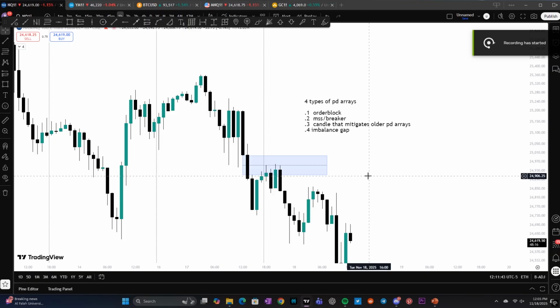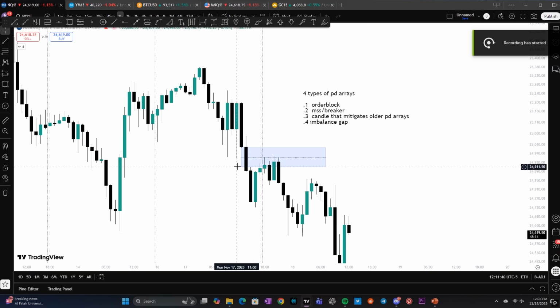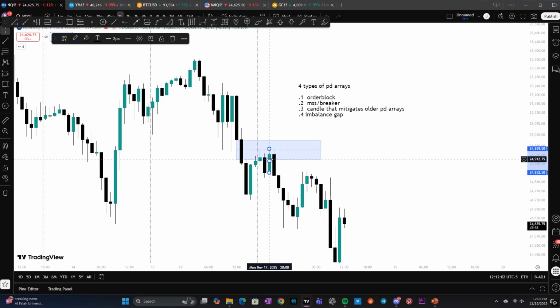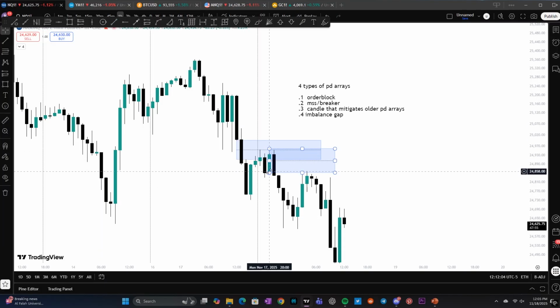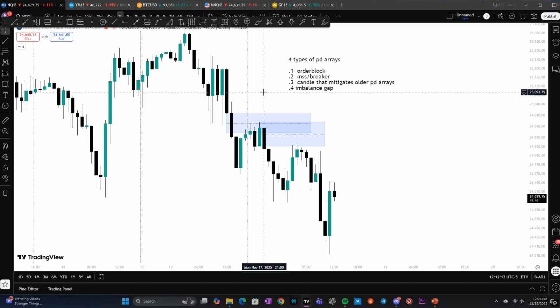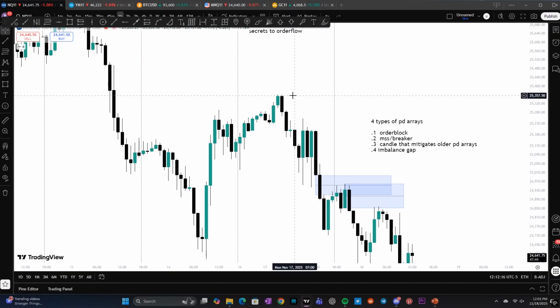Next, we are going to talk about mitigation blocks. The candle mitigates the PD array. For example, this one, the FVG was mitigated by this candle right here. So you can see this candle acts as an important PD array, acts as support. This is just one example. Let me give you more.